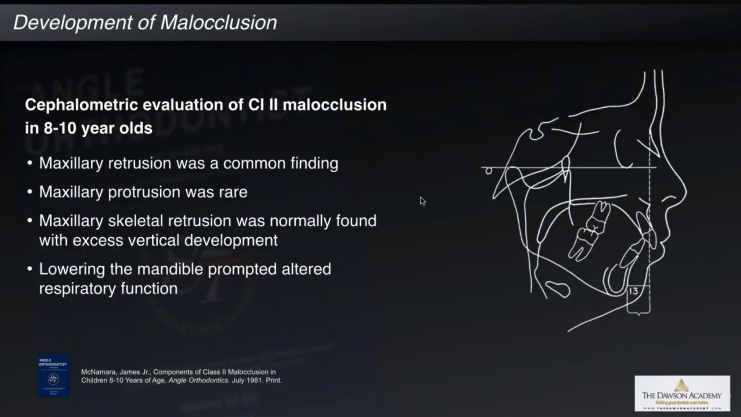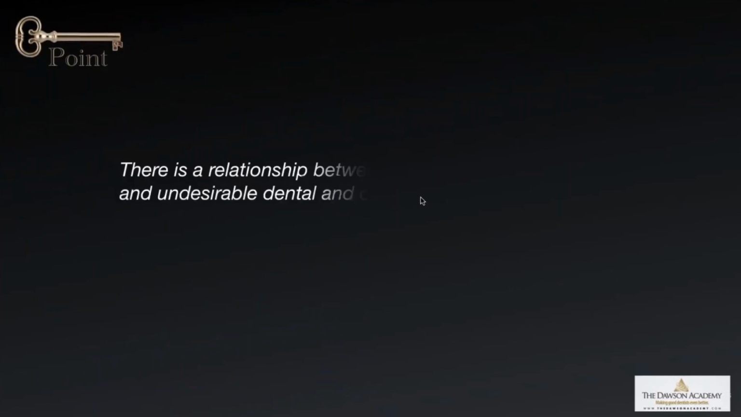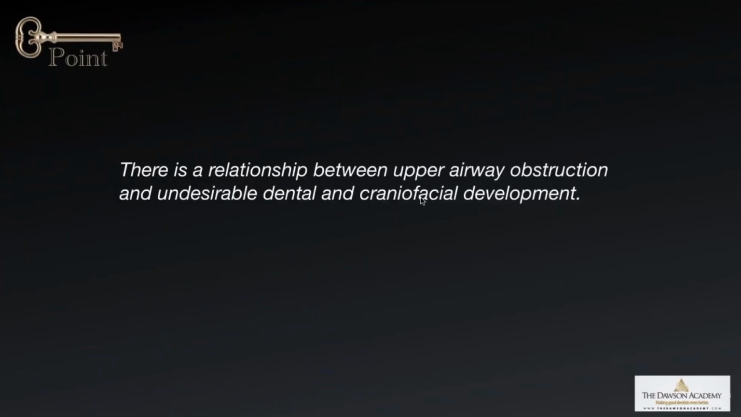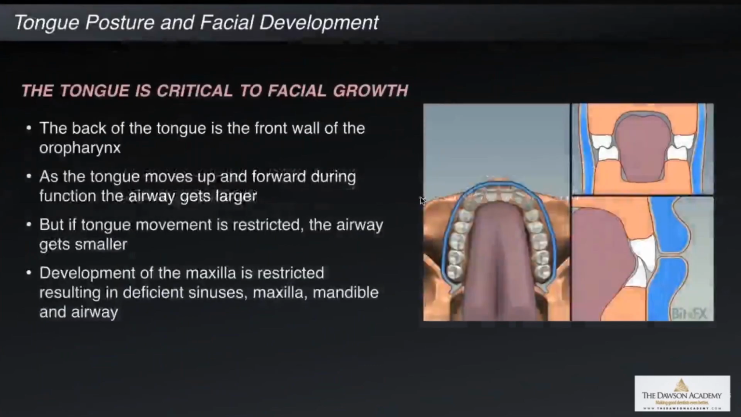Looking at a cephalometric evaluation of class 2 malocclusions in 8 to 10-year-olds, maxillary retrusion was common, but maxillary protrusion was rare. The skeletal retrusion was normally found with excess vertical development, that's that longer face. And as you get that longer face, it alters respiratory function. Altering the respiratory function can then cause a whole host of airway issues and growth issues. So there's a relationship between upper airway obstruction and undesirable dental and craniofacial development. Let's think about growth here a little bit. The back of the tongue is the front wall of the oropharynx.